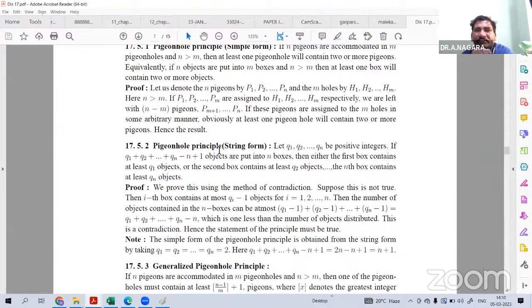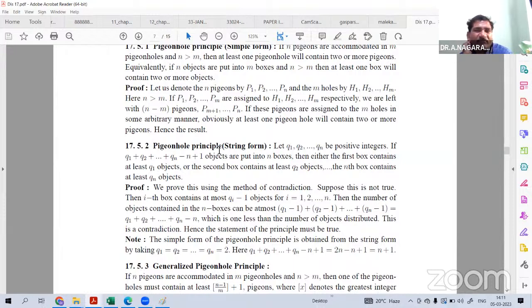Remaining is that. So left is n minus m pigeons. What are those pigeons? Pigeons means balls only. It is pm plus 1, and so on up to pn. Those we have to keep into the holes. What are those? They are the pigeonholes.